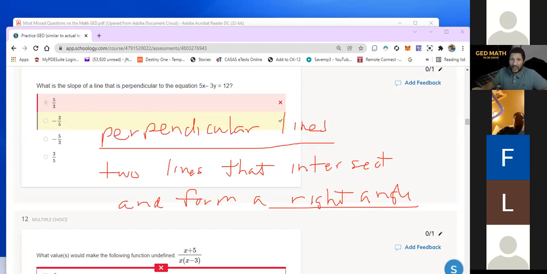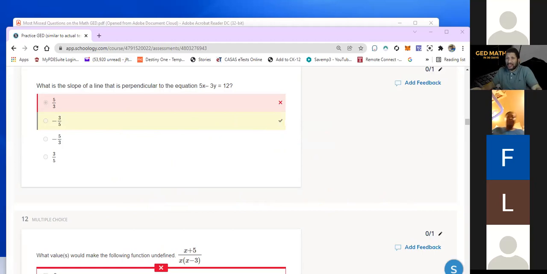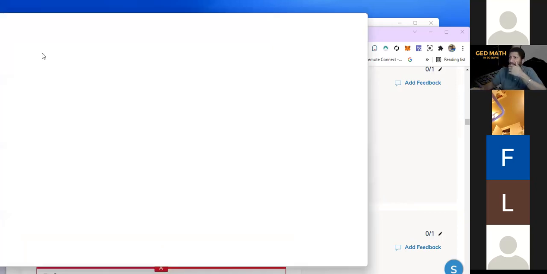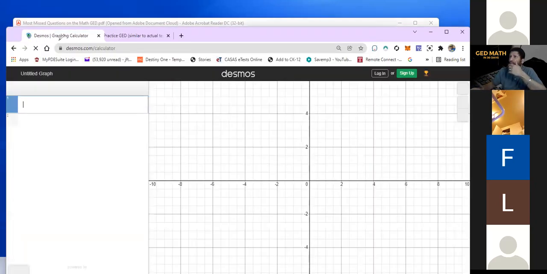Okay, so let me show you two examples real quick so you can actually see it. I like using this program. I used this for my oldest son when he was in elementary school. Watch this. So I'm going to show you two parallel lines.